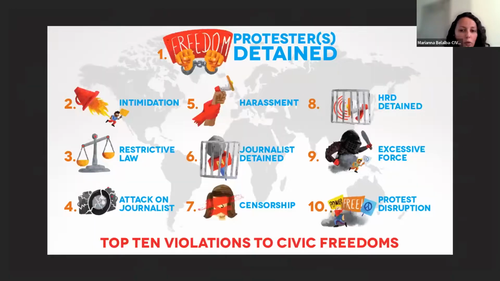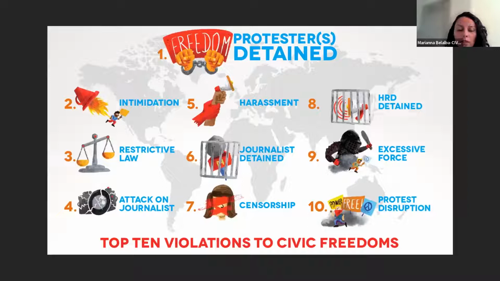I'm going to move forward with what we do with all of these reports that we analyze. From all of that data, we are able to tell very broadly what are the main violations that we have documented over the past year. As you can see from the screen, the detention of protesters was the number one violation that we recorded in 2020, last year, meaning that states actually use this tactic more frequently at a global level.